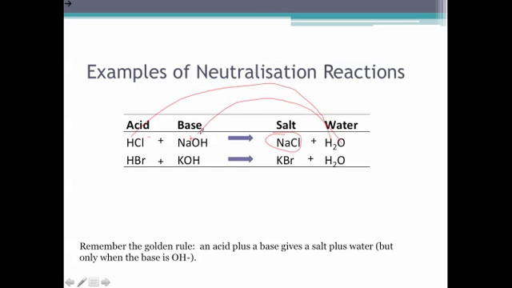The bottom line with this, of course, is that if you've got equal amounts, as I said, of hydrogen ions and hydroxide ions, they cancel each other out. It's neutral, and you just end up with salty water, basically.